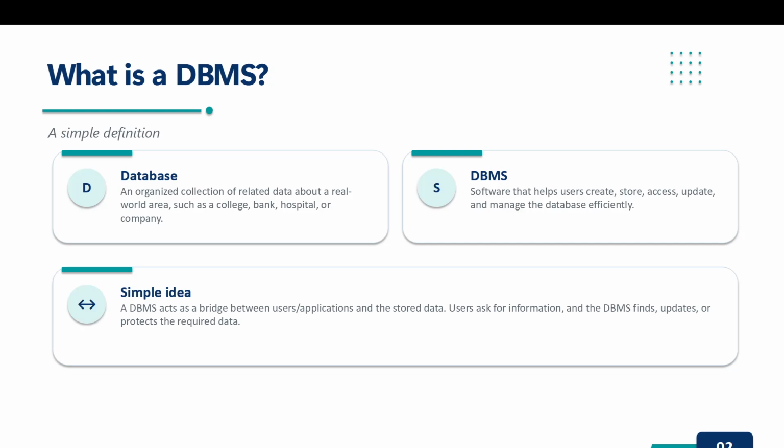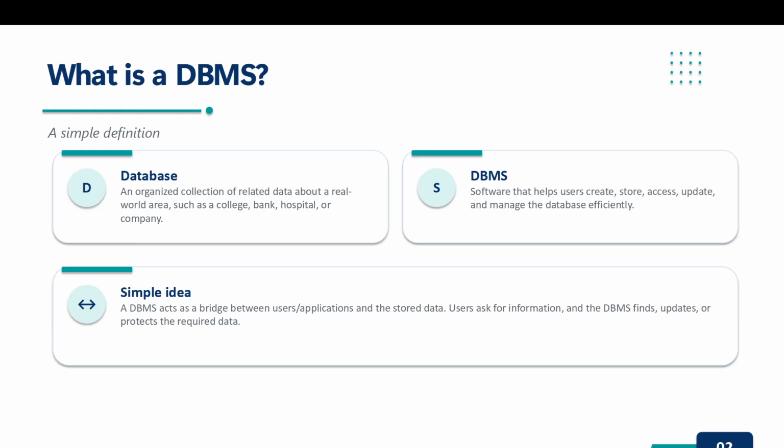A database is a collection of related data. For example, in a college, the database may contain student details, staff details, subject details, marks, attendance, fees details, and so on. All these are related to the college. So we can say this is a collection of data which belongs to one organization or one particular enterprise.